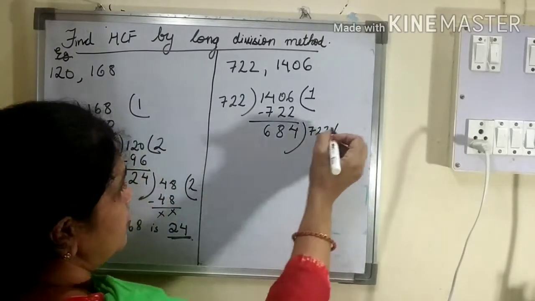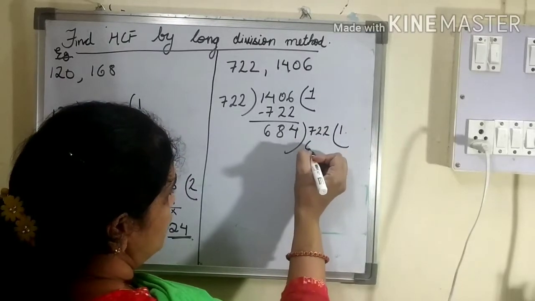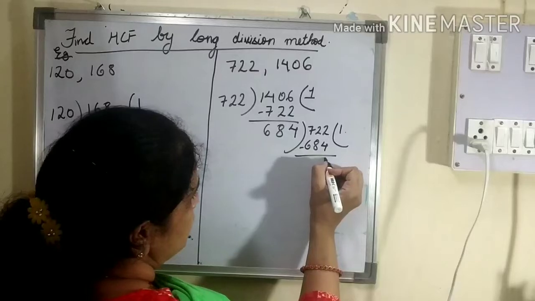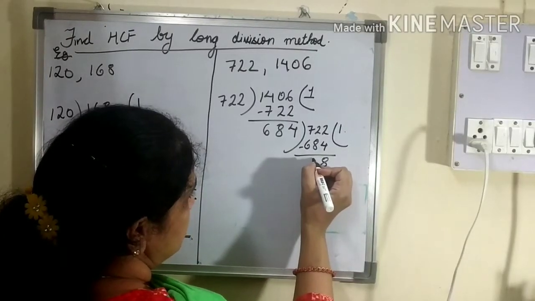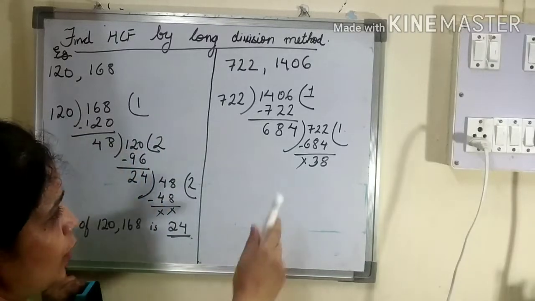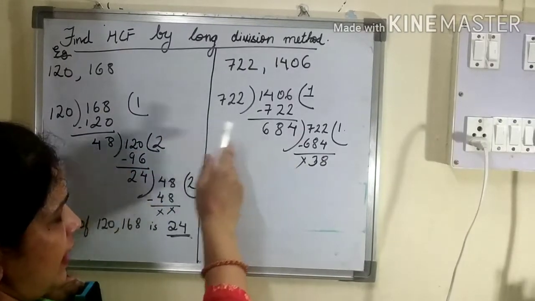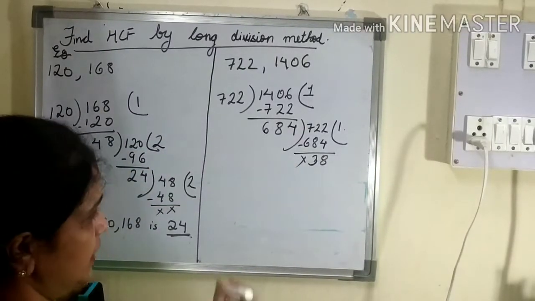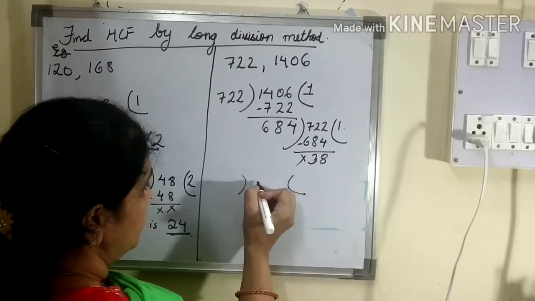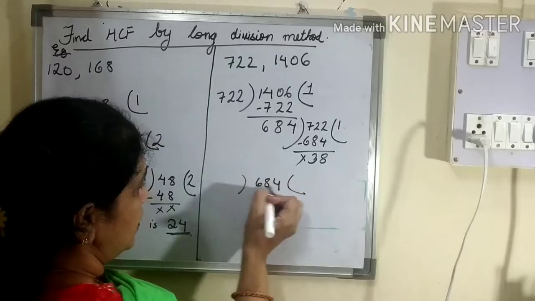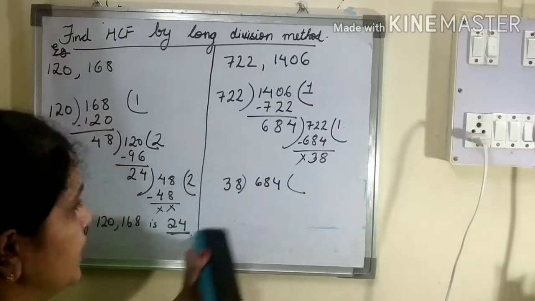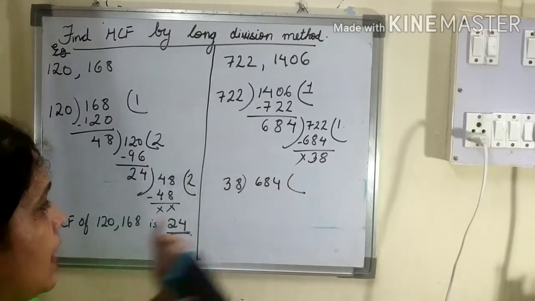Naturally it will go by 1 only, so it comes 684. Now 12 minus 4 is 8, 11 minus 8 it is 3, and 6 minus, so it comes 38. Now 38 will be the divisor, and 684 will be the dividend. Since I am not having space here, I am continuing here, 684 divided by 38. You can continue in this way only.